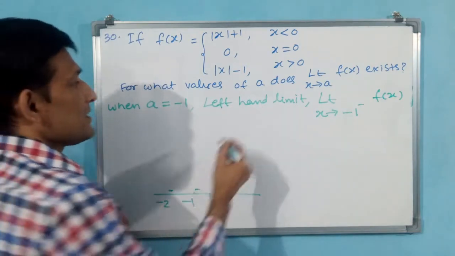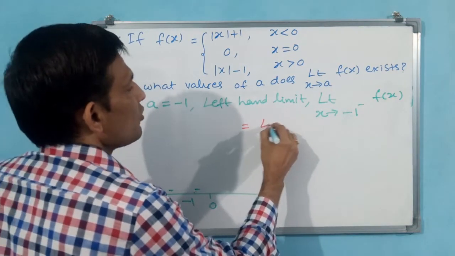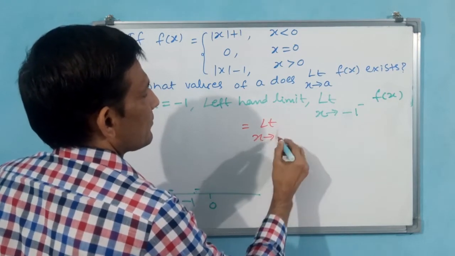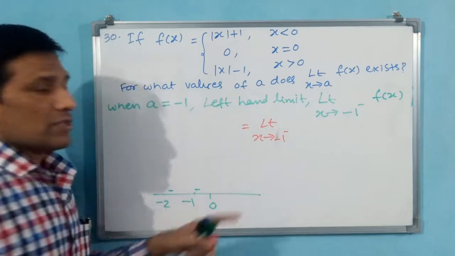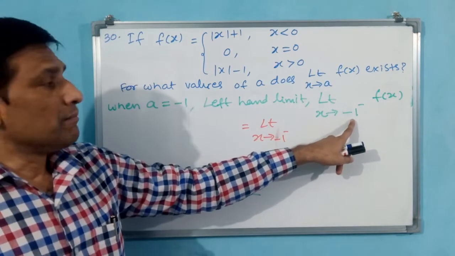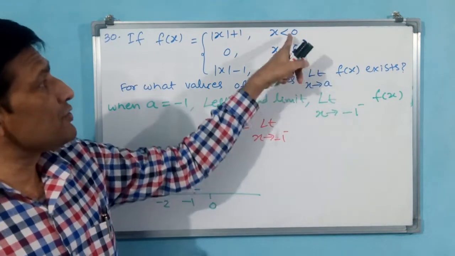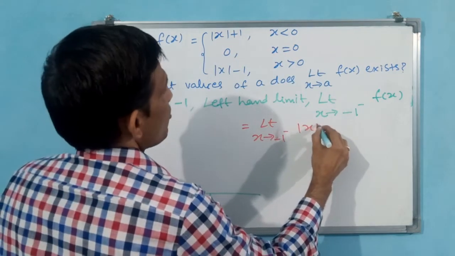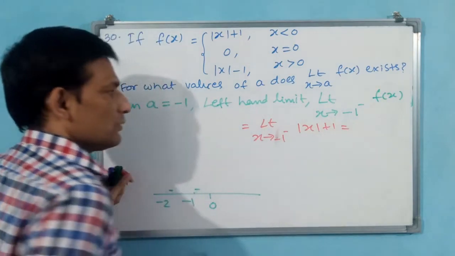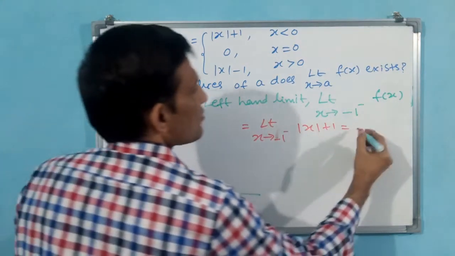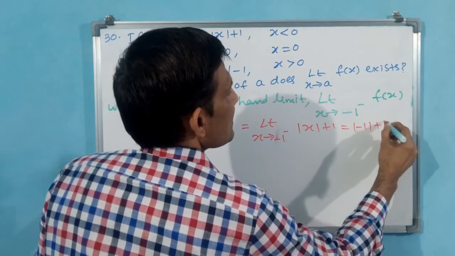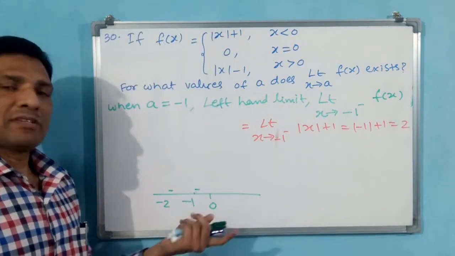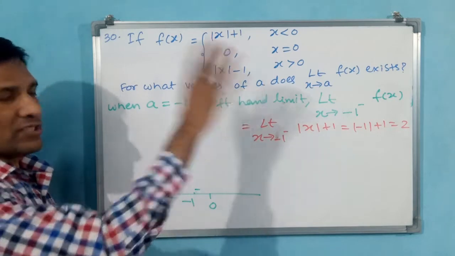But now you can see f of x is going to change. -1 means less than 0. Less than 0 means this function will come: modulus x plus 1. If you substitute x equal to -1, modulus of -1 plus 1 is equal to 2. Why? Because modulus of -1 is +1, and 1 plus 1 is 2. Okay, this is the left hand limit.